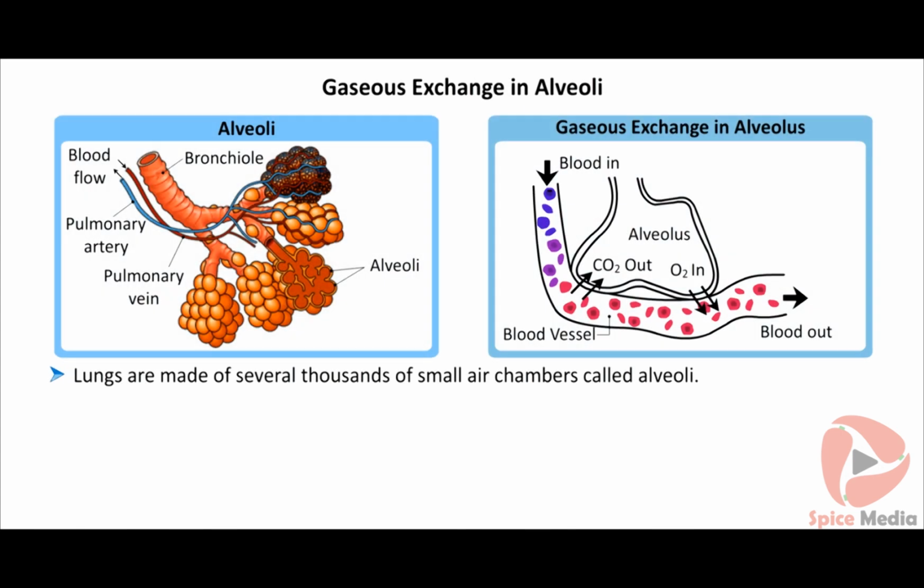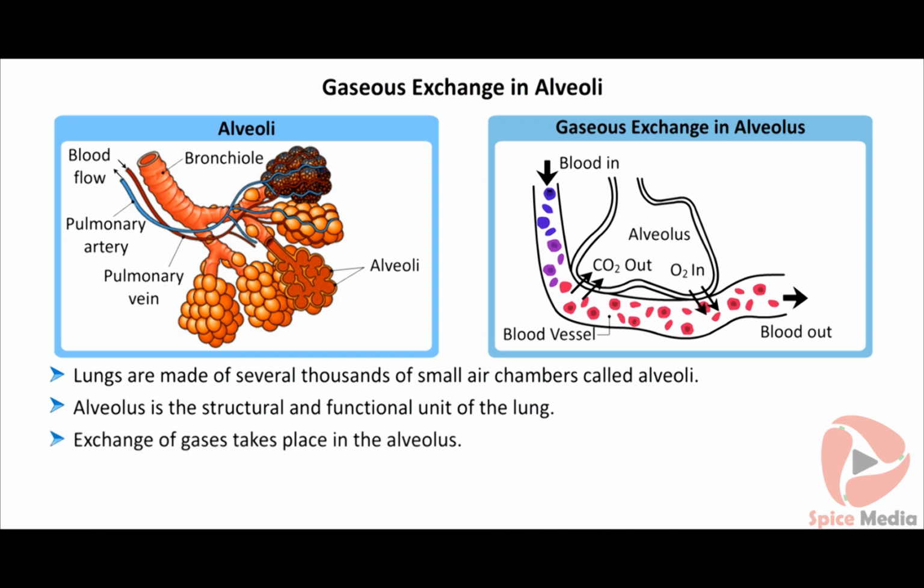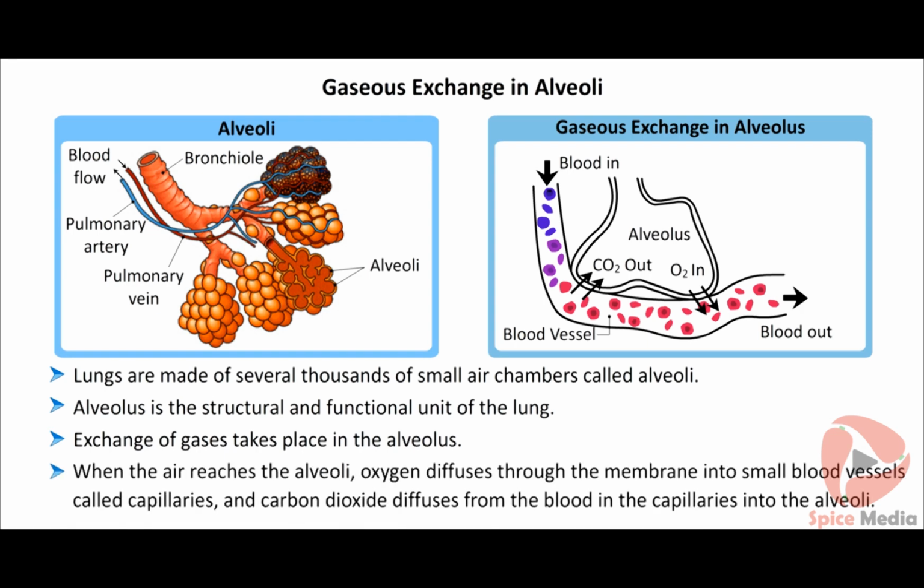Lungs are made of several thousands of small air chambers called alveoli. The alveolus is the structural and functional unit of the lung. Exchange of gases takes place in the alveolus. When the air reaches the alveoli, oxygen diffuses through the membrane into small blood vessels called capillaries, and carbon dioxide diffuses from the blood in the capillaries into the alveoli.